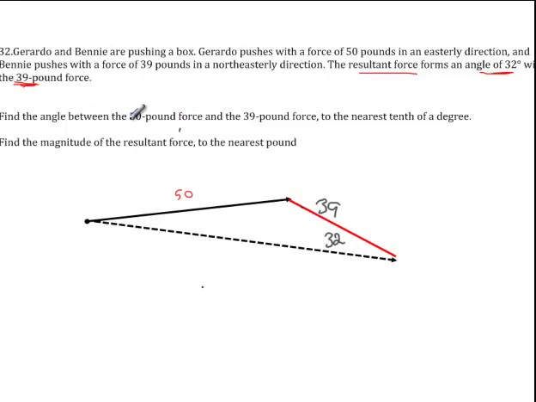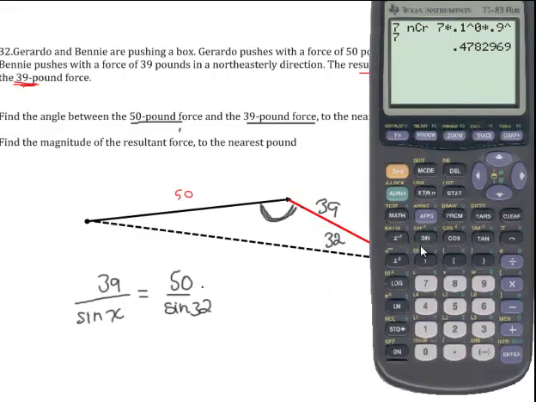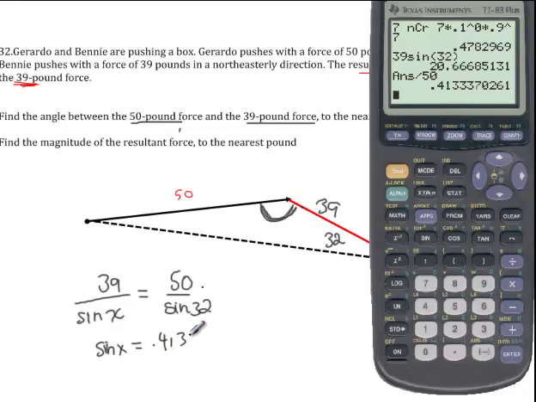So we want to find the angle between the 50-pound force and the 39-pound force. Okay, so we want to find that angle right there. It's the nearest tenth of a degree. Well, 39 is to the sine of x, as 50 is to the sine of 32. Let's turn this on. Let's do some math here. 39 sine 32 divided by 50. So this tells me the sine of x is 0.41333. I'm going to inverse sine that, and I get 24.4.